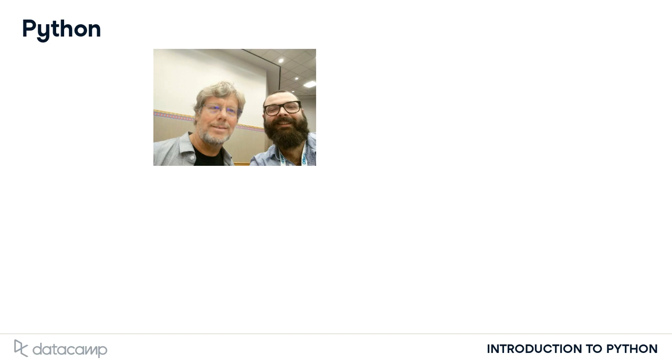Python was conceived by Guido van Rossum. Here you can see a photo of me with Guido. What started as a hobby project soon became a general-purpose programming language. Nowadays, you can use Python to build practically any piece of software. But how did this happen?